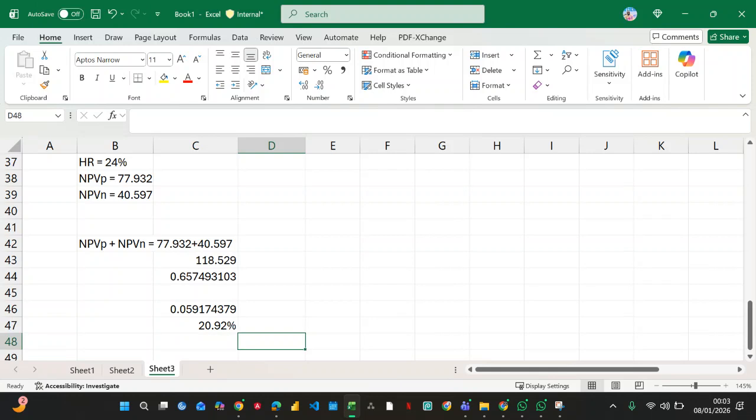So what do you get? You now have 20.92 percent. So your internal rate of return is now 20.92, approximately 21%. And that is the final answer. You have solved the question now.